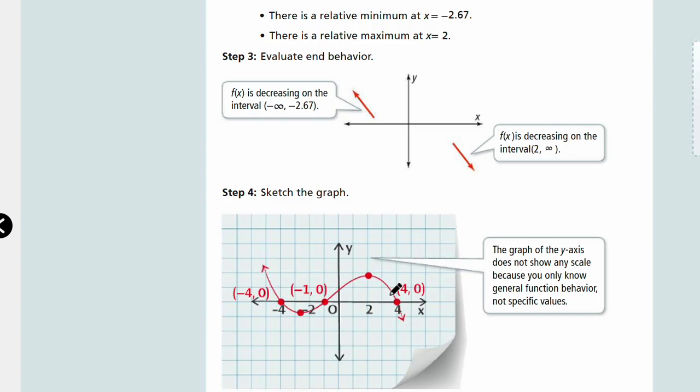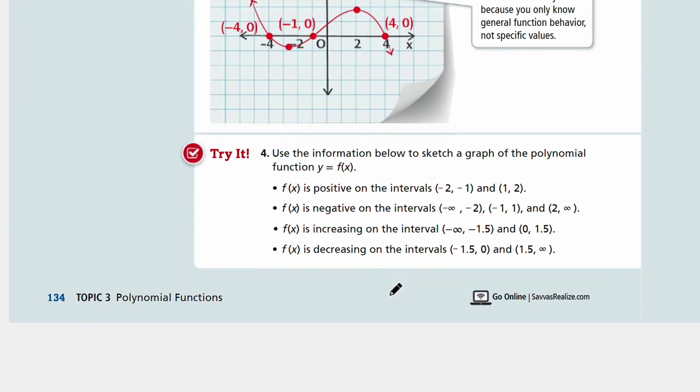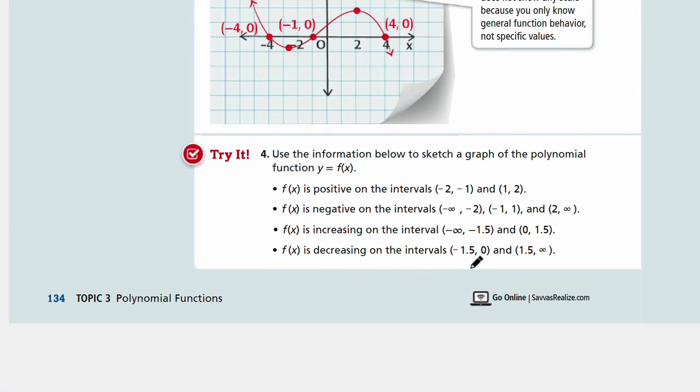All right, let's look at try number 4. See if you can do this by yourself. Use the information below to sketch a graph of the polynomial function y equals f of x. Look at your information here, verbal descriptions about where your graph is positive or negative or increasing or decreasing. Pause the video and see if you can do it by yourself, and come back when you're ready for answers.